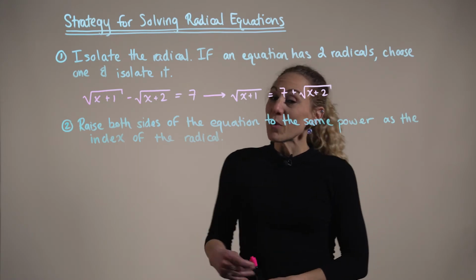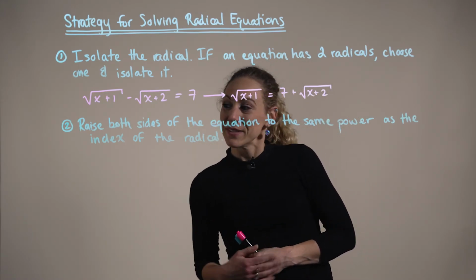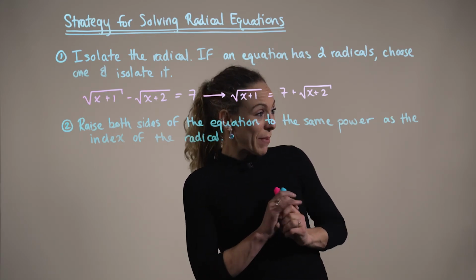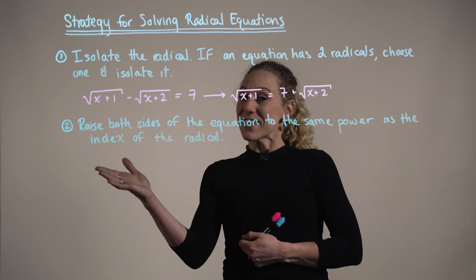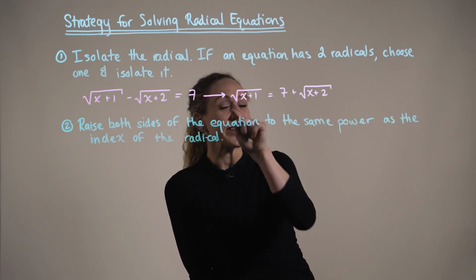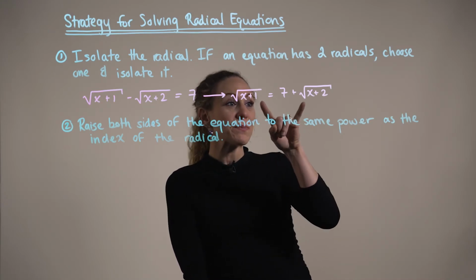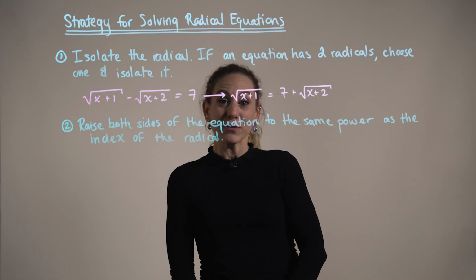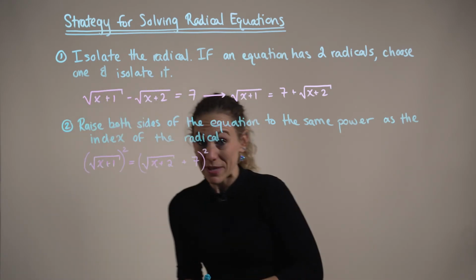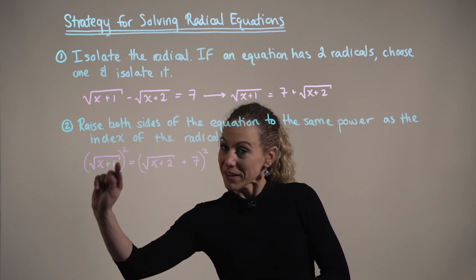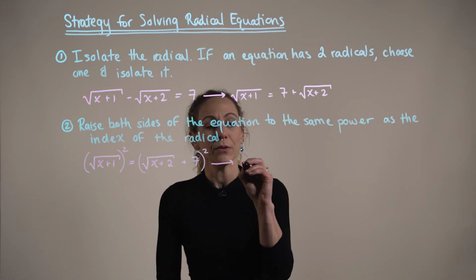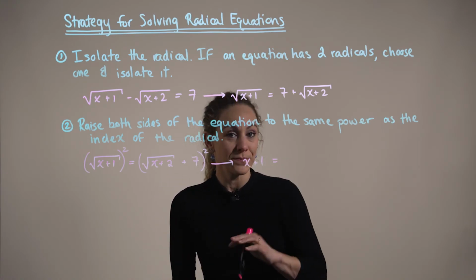So in step 2, we apply the principle of powers. In other words, we want to raise both sides of the equation to the same power as the radicals or the index of the radical. So for example, if we think back to this equation here, that means that we're going to want to raise both sides of this equation to the power of 2. Now be careful here. On the left-hand side, our square root and the square are going to cancel each other out, leaving us with x plus 1.